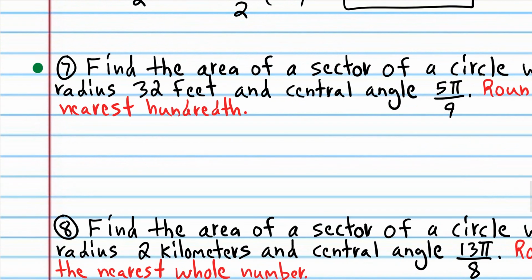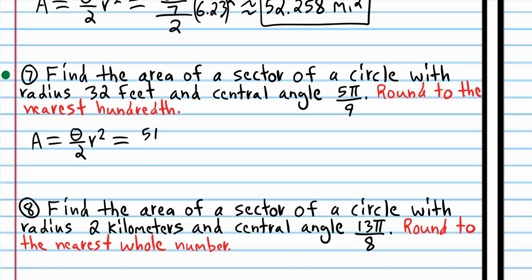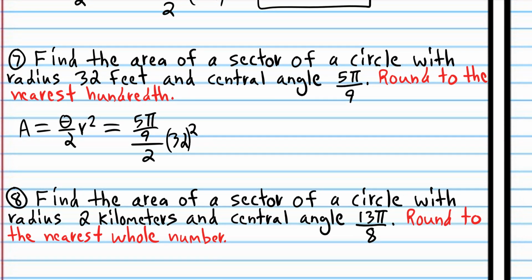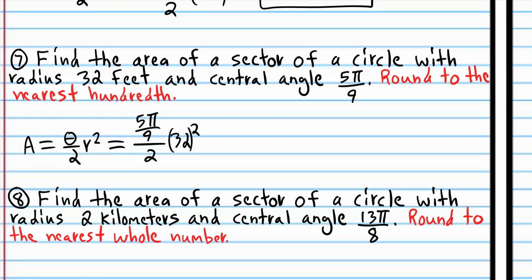Okay, we're back. So the area of a sector is equal to theta in radian units divided by 2 times the radius squared. Theta in radian units is 5 pi over 9, and the radius is 32 feet. And we can enter all that into our calculator: 5 times pi, enter, divided by 9, enter, divided by 2, enter, and then times 32 to the second power.